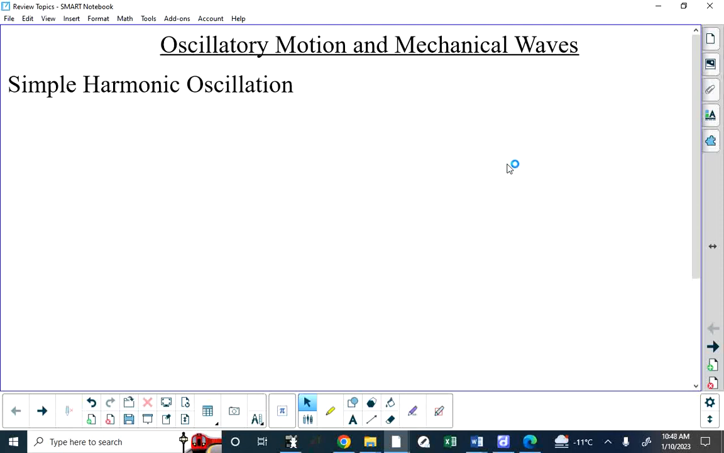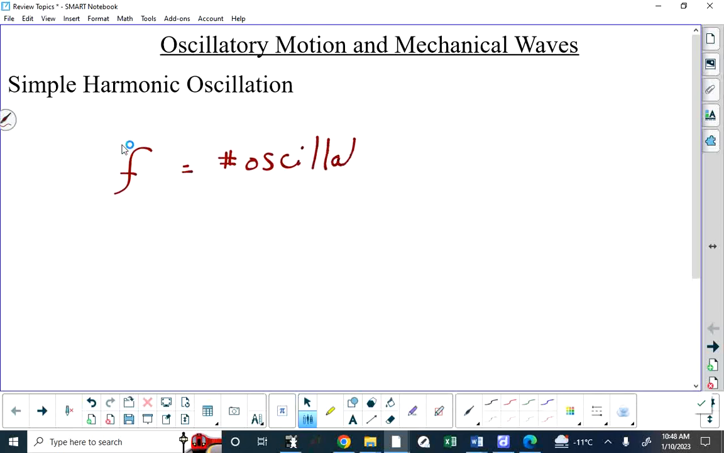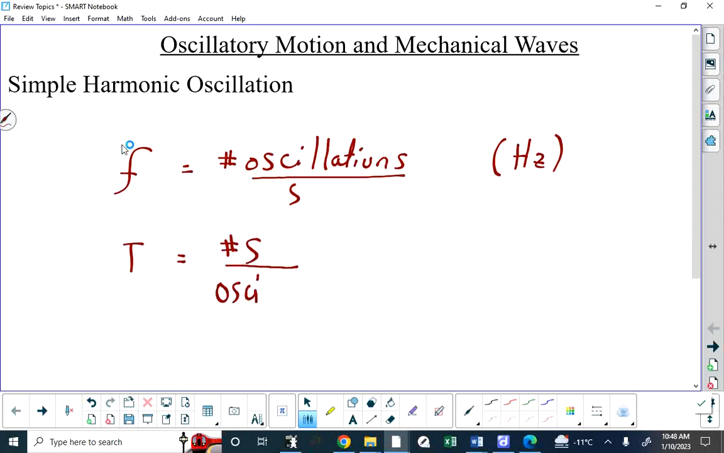But in terms of numbers, you need to know what frequency is. It's the number of oscillations per second, and it's measured in hertz. You need to know what period is, and period is the number of seconds per oscillation. And it's measured in seconds.